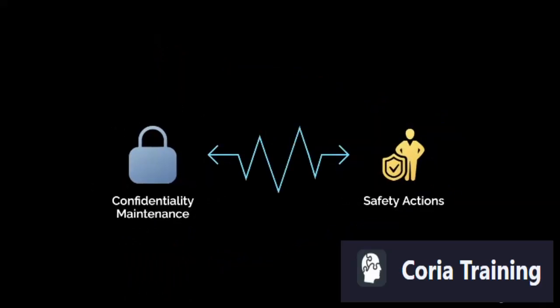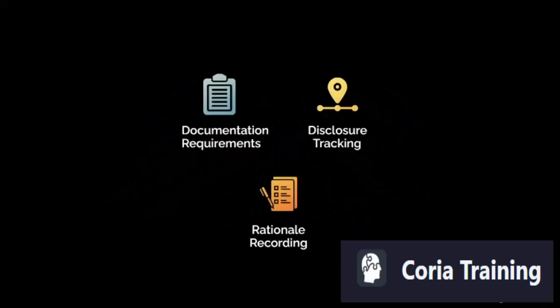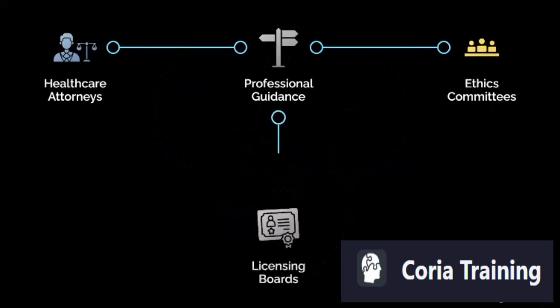Maintaining confidentiality conflicts with taking safety actions that may require involving family or emergency services. APA ethics standards include specific disclosure rules that permit breaking confidentiality to protect clients. Proper documentation requires recording rationale, tracking disclosures, and maintaining detailed safety intervention records. Complex situations require professional guidance from healthcare attorneys, ethics committees, and licensing boards.